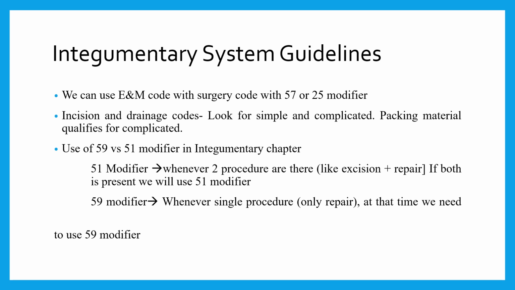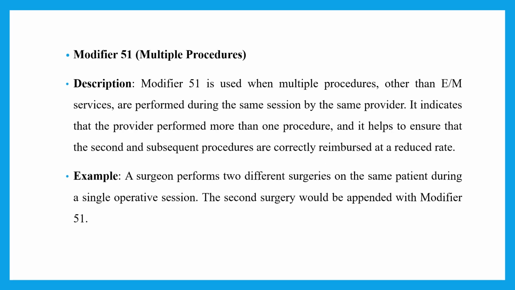Use of 59 versus 51 modifier in the integumentary chapter is important. When will we use the 51 modifier? Whenever two procedures are there, like excision and repair, if both are present we will use the 51 modifier. 59, whenever it is a single procedure only, at that time we need to use the 59 modifier. I have attached an example. So just see, modifier 51 is for multiple procedures.